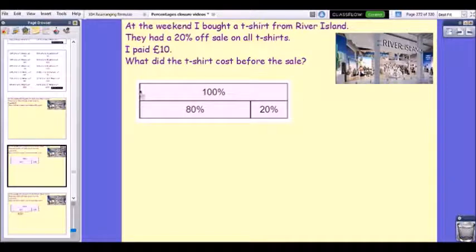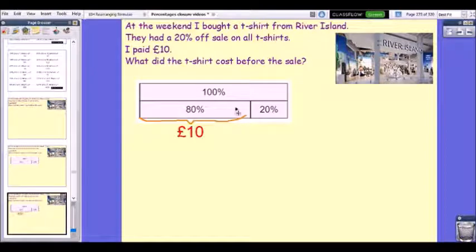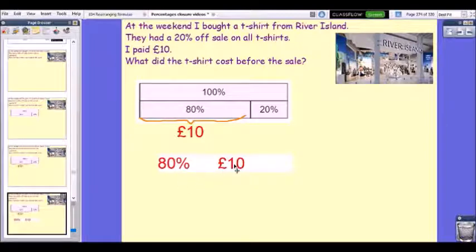Okay, so I'm going to draw a diagram first of all. So let's say this 100% represents the original amount of the t-shirt. I don't know this yet, but we are told that when 20% got taken off the value of the t-shirt, this part is £10. So 80% represents £10. So I'm going to write that down. 80% represents £10.